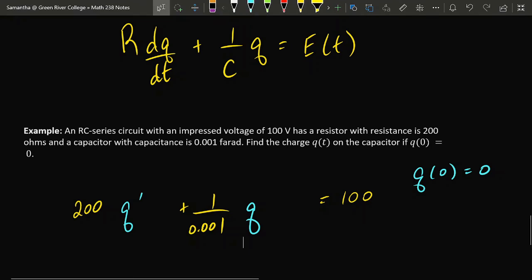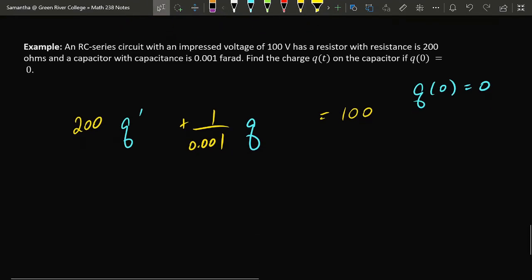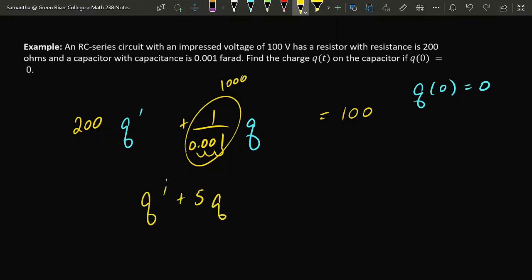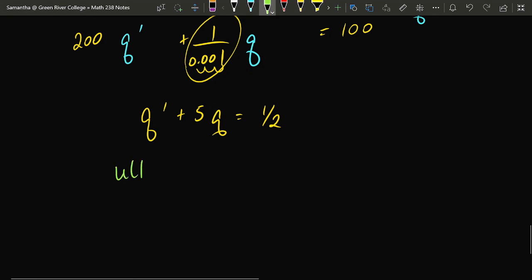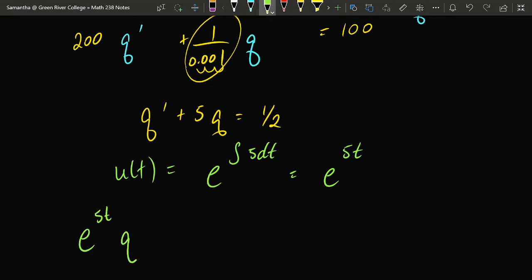Once again, this is an excellent opportunity to use integrating factors. But before I am able to use integrating factors, I need to put this into standard form, which means making sure that Q prime stands alone. So the first thing that I'm going to do is I'm going to rewrite 1 divided by 0.001 as 1000, so that when I divide by 200, I get Q prime plus 5 times Q is equal to 1/2. So just as before, we can set up our integrating factor. Just as before, we can use that to set up an equation that we can solve for Q.